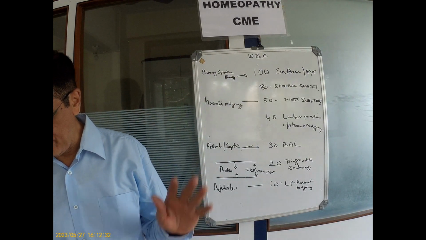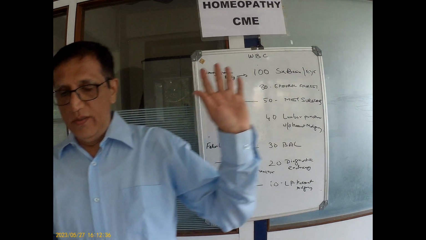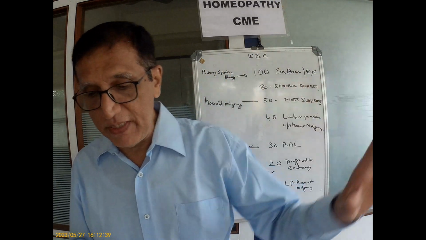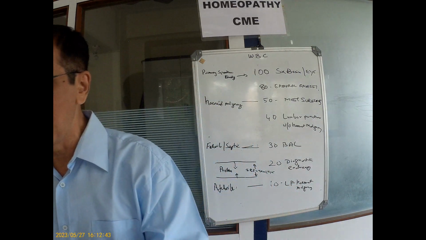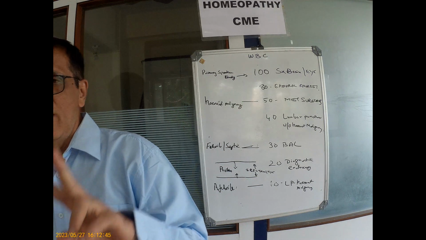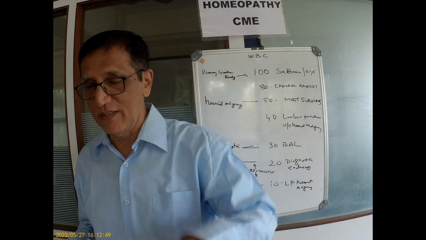Okay. Now this is on CBC. Now in the CBC you will see two more things, hemoglobin and packed cell volume. Both are in the same CBC.